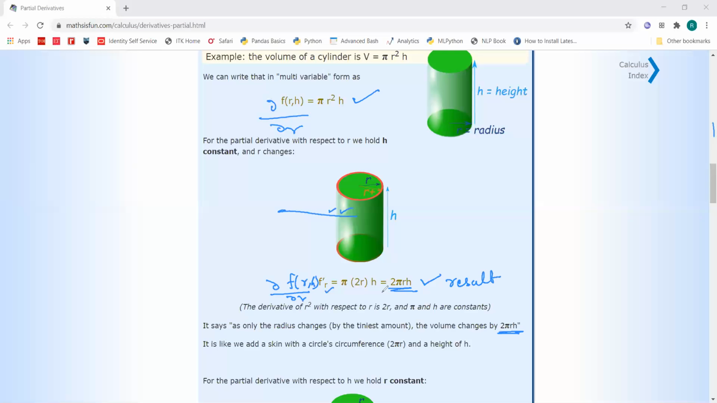And what is the meaning of this? We are doing the partial derivative with respect to r. So as the radius changes, because you are doing it with respect to radius, you have kept the height constant. When only the radius changes by a very small amount, the volume changes by this much: 2 pi r h. This is the change in volume, and this is the volume. Now I will come back to our gradient descent.